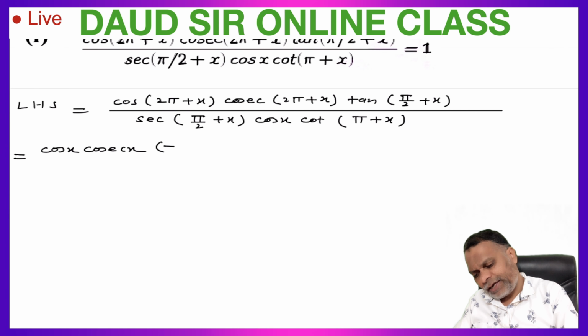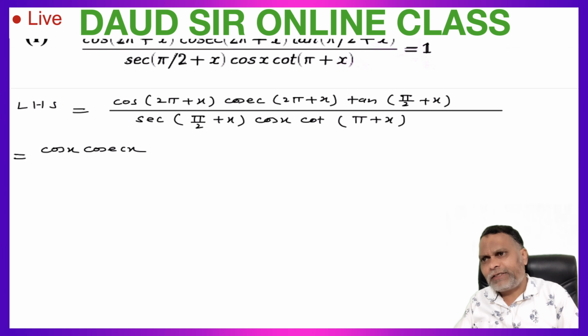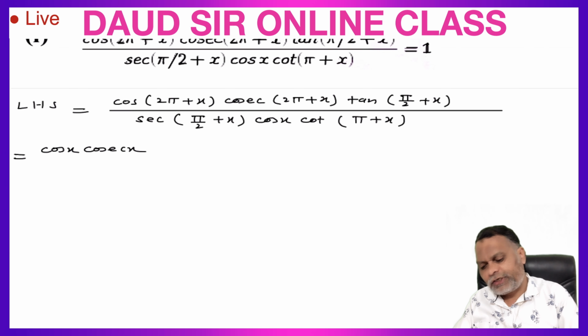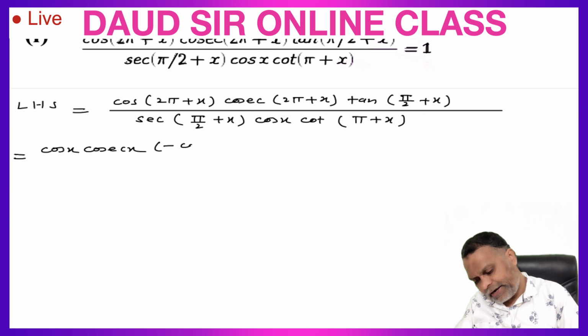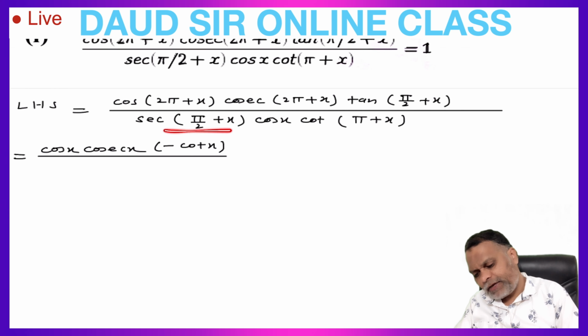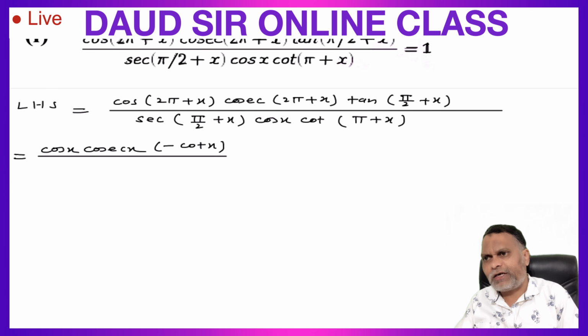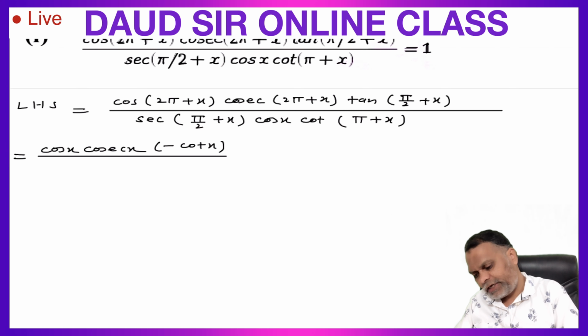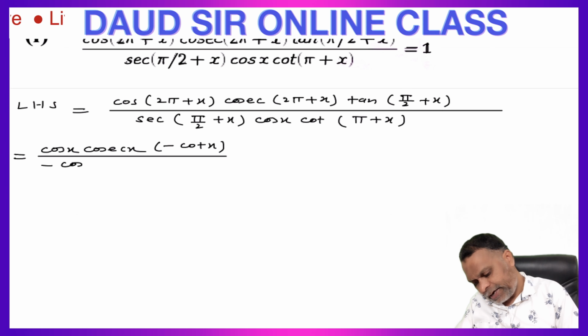In case of minus sign, tan pi by 2 plus x, pi by 2 plus x lies in second quadrant. In second quadrant, sign is positive. This is tan, so minus sign. In case of 90, change tan to cot, so minus cot x upon sec 90 plus theta, pi by 2 plus x. Sec 90 plus theta lies in second quadrant. In second quadrant, sine and cosec are positive. This is sec, so minus sign. In case of 90, change sec to cosec, minus cosec x.